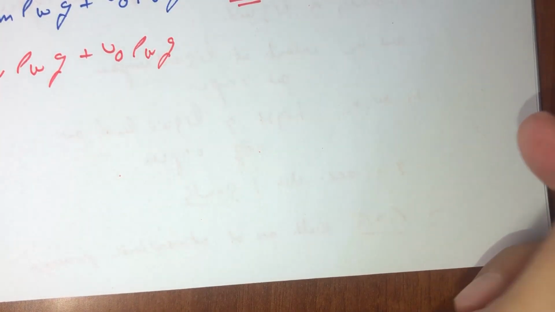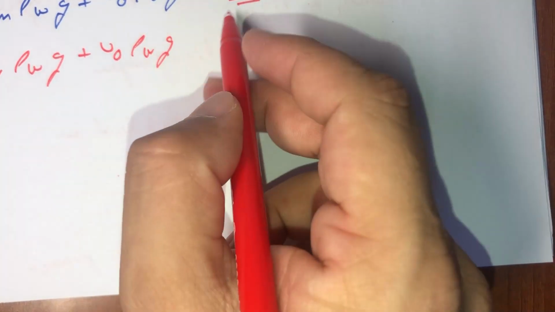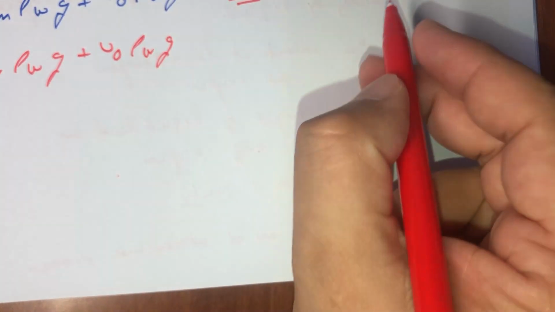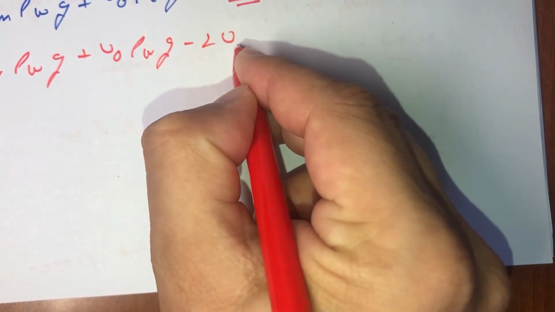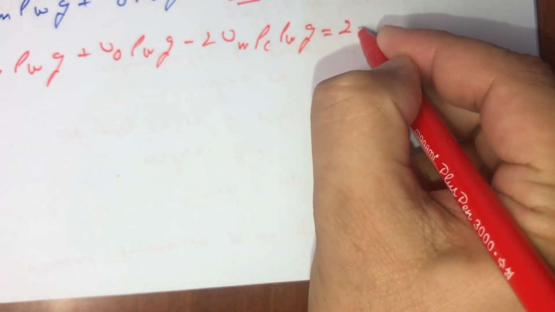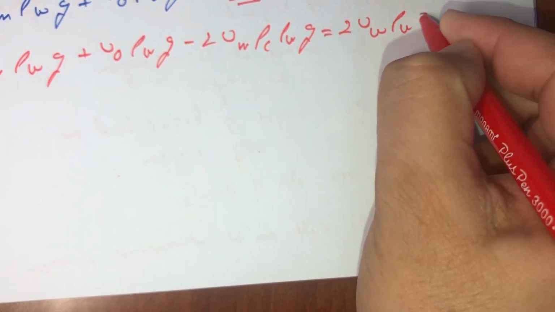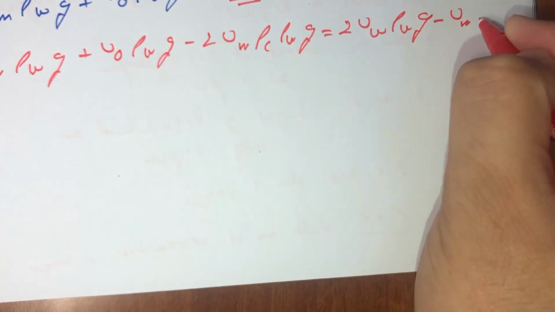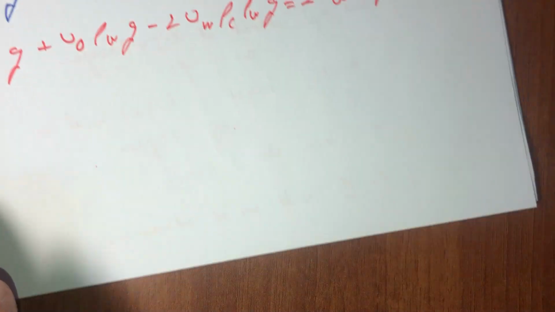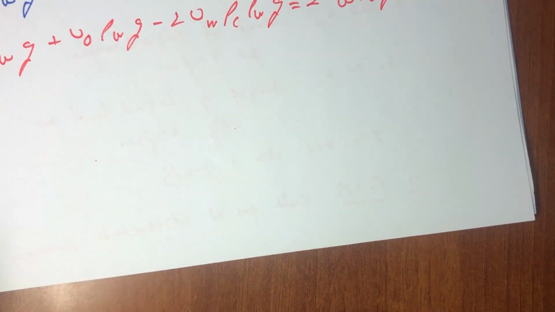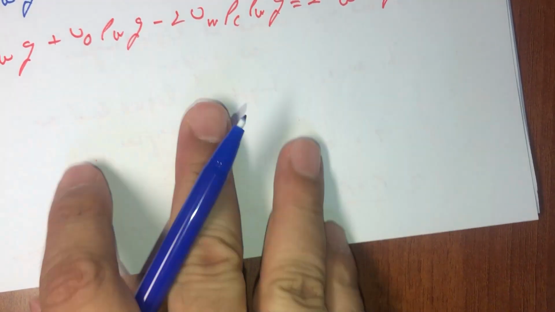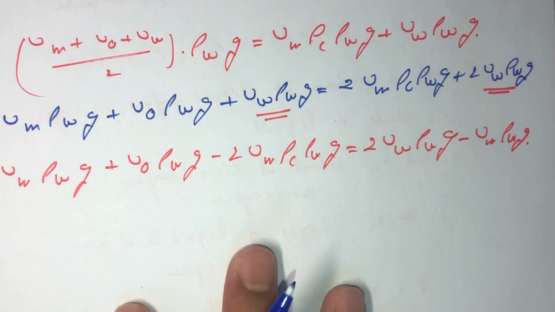Let me take one second. Yeah, so we get this as minus twice Vm rho C rho Wg is equal to twice Vw rho Wg minus Vw rho Wg, and we can just solve it now. Sorry, I think it went out of the focus.